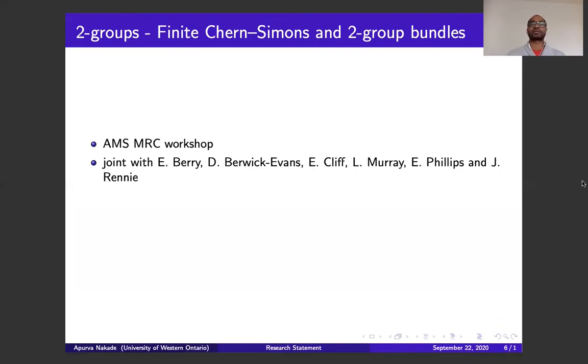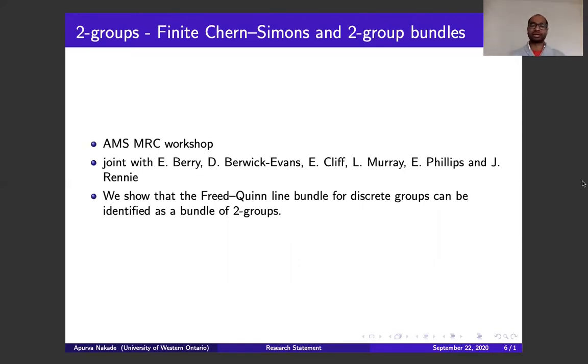Now, this is my first project on two-groups. It's about finite Chern-Simons and two-group bundles. This project started at an AMS MRC workshop, Math Research Communities, and this is joint work with people from all over the world. In this project, we show that the Freed-Quinn line bundle for discrete groups can be identified as a bundle of two-groups. And I'll explain this in more detail.